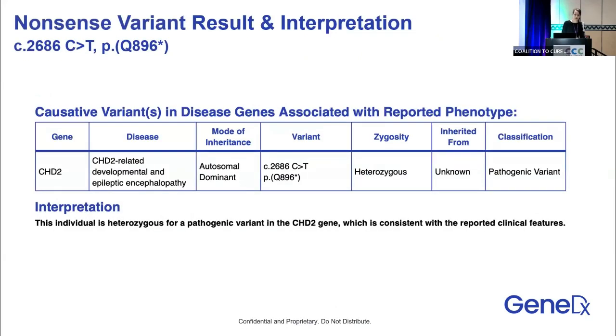And this is what this would look like in a report when you look at the actual variant. And again, you can see that the asterisk there under the variant section at codon 896 was changed to a stop codon.